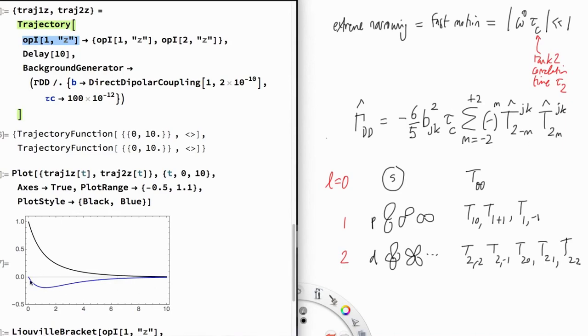But what we see is that the magnetization of spin 2, which started at zero because there was no polarization there in the initial condition, increases, but actually in the negative sense. So, a little surprisingly maybe, the magnetization of spin 1 feeds the magnetization of spin 2, but pushes it negative. And this is the nuclear Overhauser effect, which is negative for small molecules.